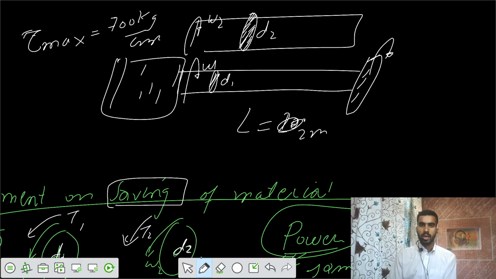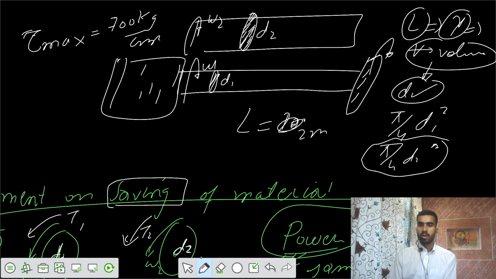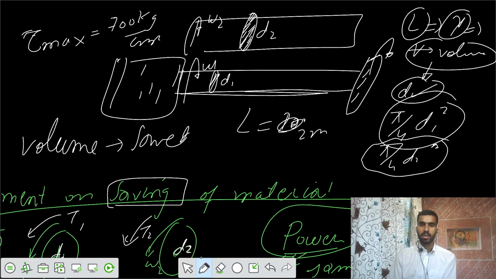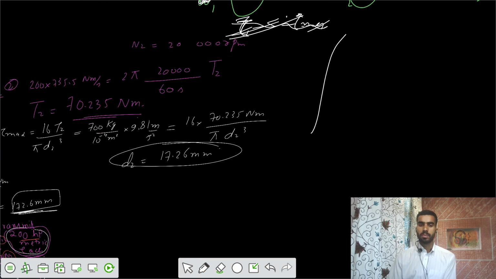You need to compare that, because your length is same and gamma is same, that means your volume is varying. Because gamma is same and L is same, only your volume is varying. That is because your diameter is varying. So if you take the cross section, pi by 4 d1 square, pi by 4 d2 square. On the material savings, we say how much volume is saved. Because length is fixed, that means how much area is saved. That is a function of d square.